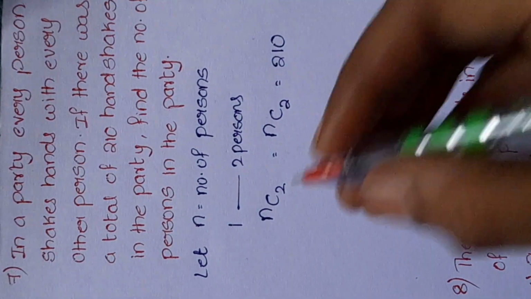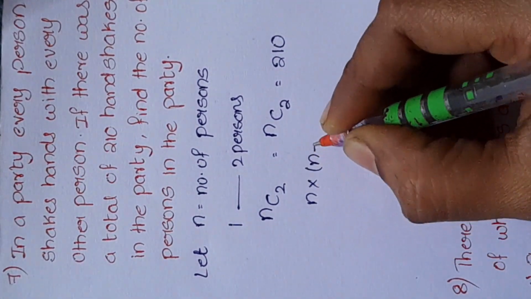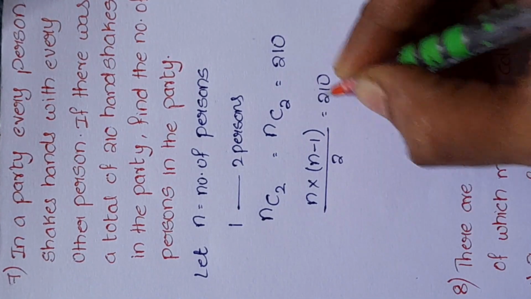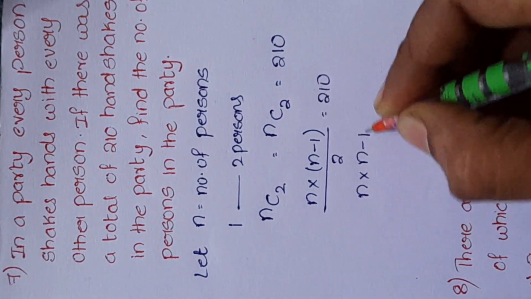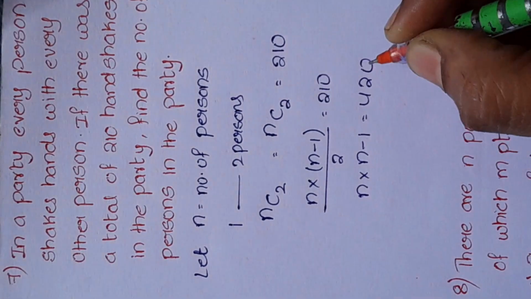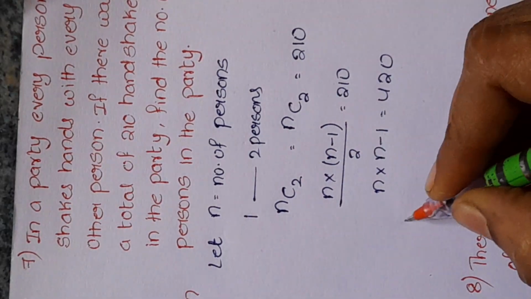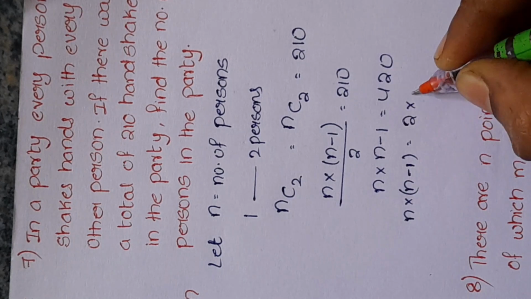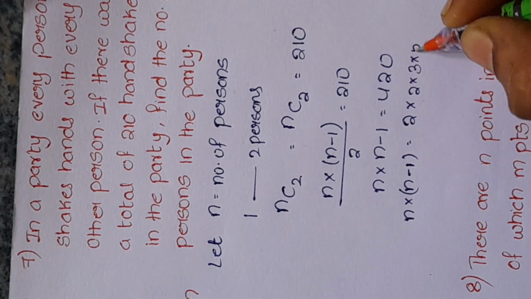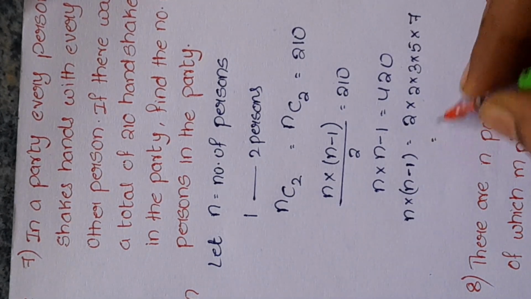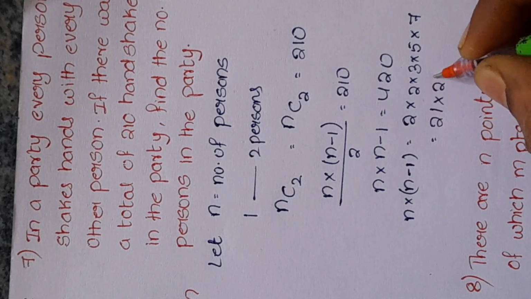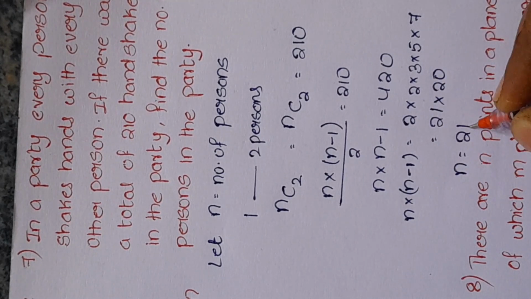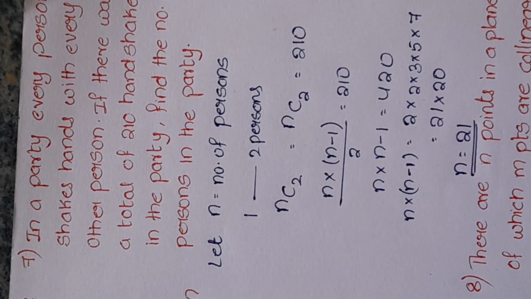So n into (n minus 1) by 2 is 210. n into (n minus 1) is equal to 420. This can be written as n into (n minus 1) is equal to 2 into 3 into 5 into 7, which is equal to 21 into 20. So the value of n is 21. There are 21 persons in the party.